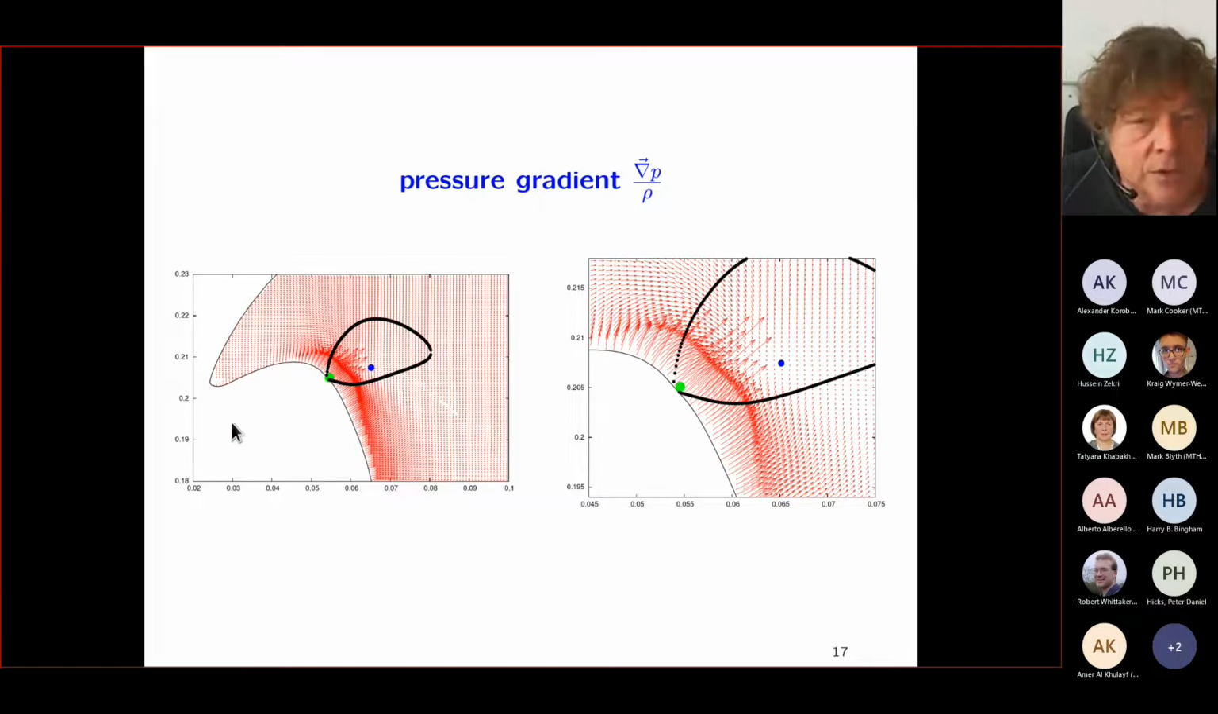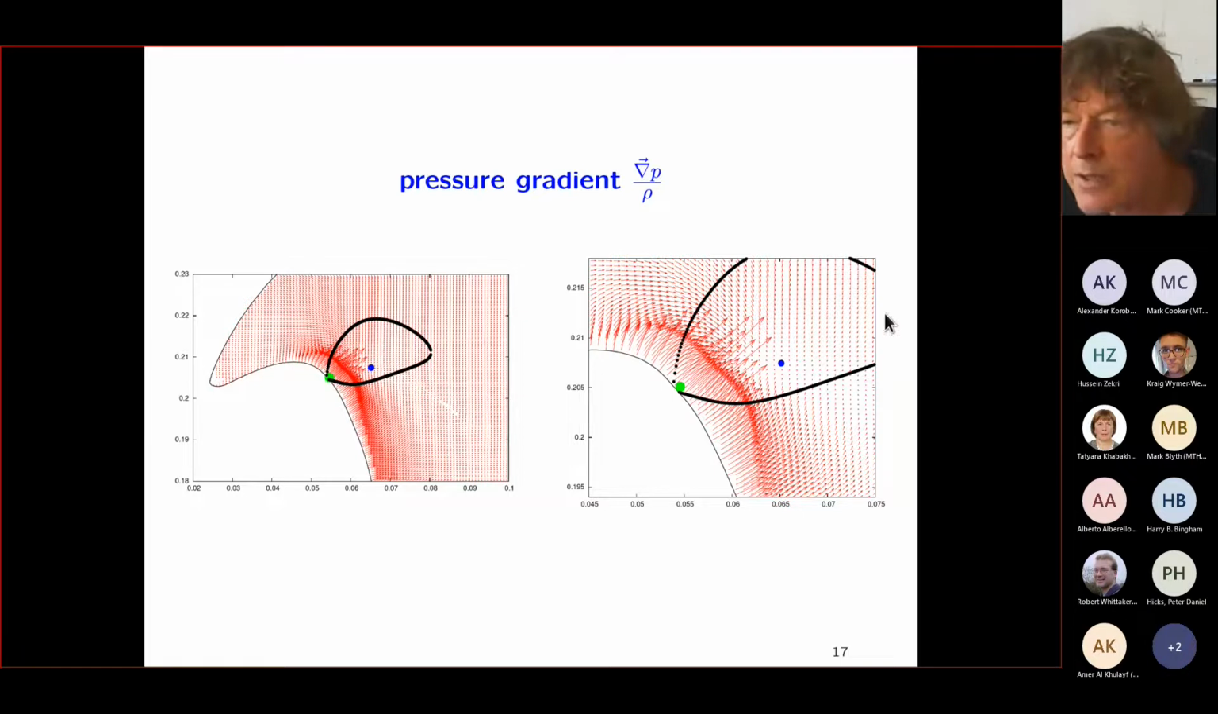So the gradient of pressure is always directed in the normal direction, pointing inside the fluid. And in addition, here I also plot the closed region inside which the Gaussian curvature is positive. So the blue point here, where the gradient of pressure vanishes, is therefore really a maximum.